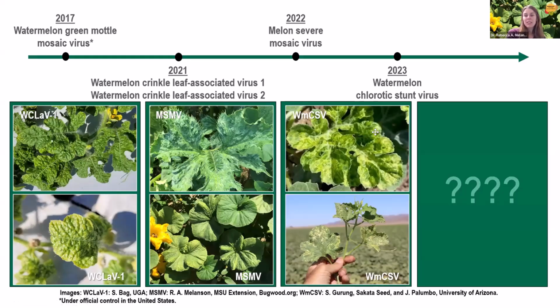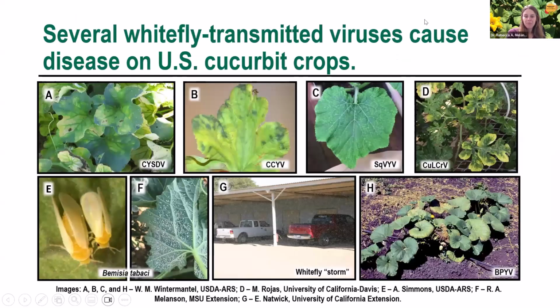What we're going to do in this presentation series or webinar series is talk about most of these viruses and give you all a better idea of what is important and what you need to know. So we talked about introduction and describing of new viruses. Just to give you an example of how some of these viruses spread, there are several whitefly-transmitted viruses that cause disease on U.S. cucurbit crops. You can see a number of those here on the slide.